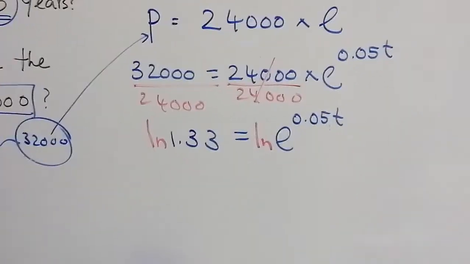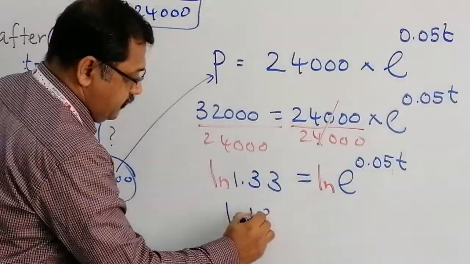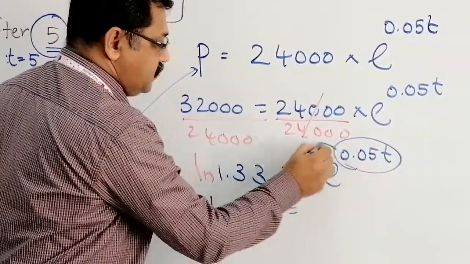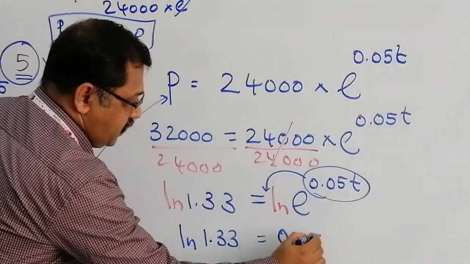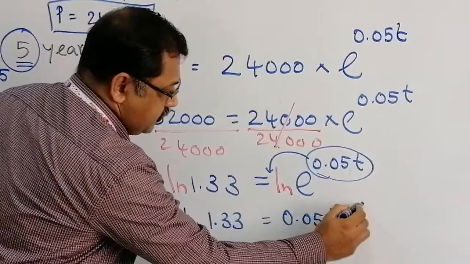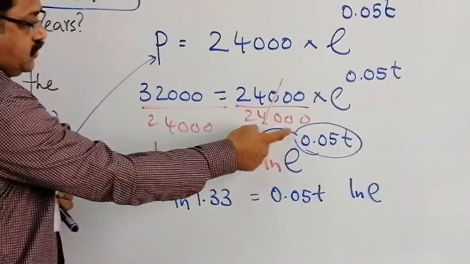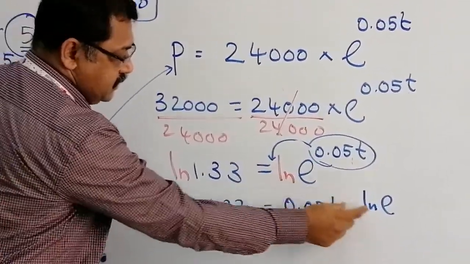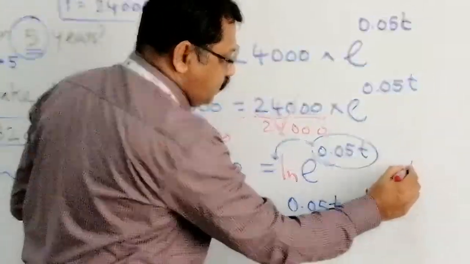So now ln 1.33 equals, we know that by the laws of logarithms, this will be 0.05 t multiplied by ln e. So by the laws of logarithm, this 0.05 t will be multiplied here, then ln e here. But we know that ln e, the value is 1.